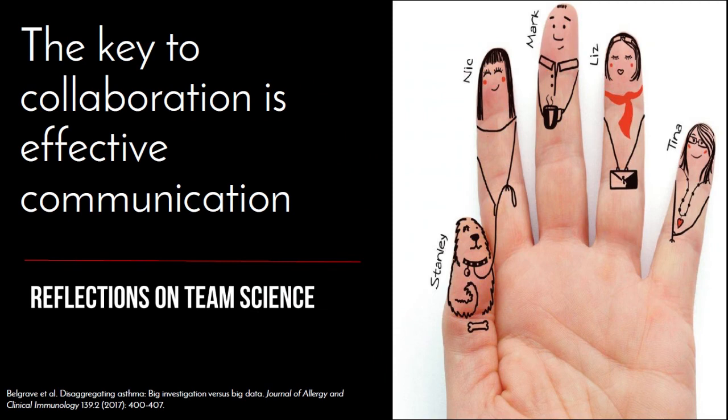So just some reflections on team science to finish off. A lot of these collaborations are based on having a team, and in machine learning and healthcare, that's a sine qua non, so it's essential. The key to collaboration in machine learning is effective communication, because you're talking to someone who's talking a different language very often. We're not experts in their subject area.